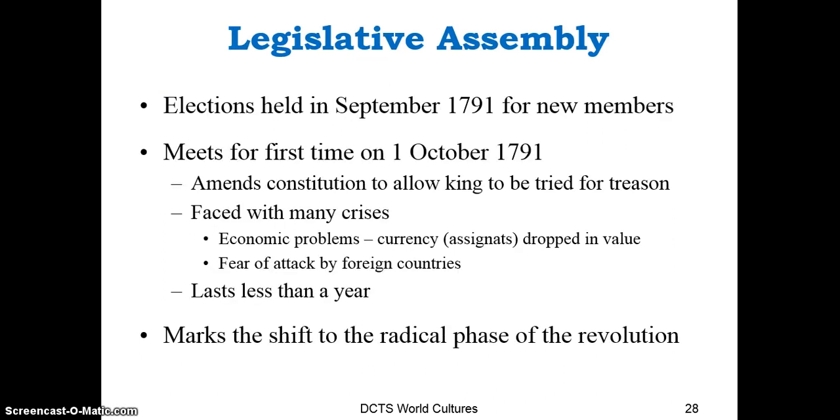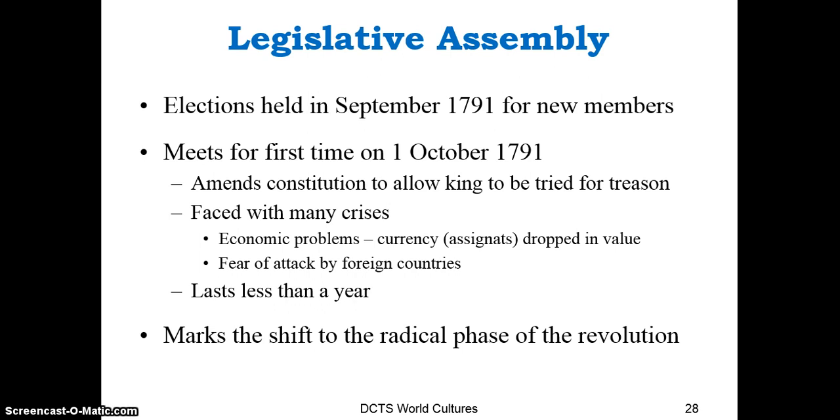Legislative Assembly: elections held in September 1791 for new members, it met for the first time on October 1st, 1791, and amended the Constitution to allow the king to be tried for treason. Not really amending it as much as creating a whole new rule that allows them to put the king on trial. It faced many new crises: economic problems, the currency dropping in value, fear of attack by foreign countries. This Legislative Assembly will last less than a year before we move into the next phase of the revolution.